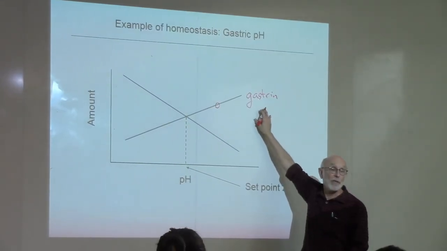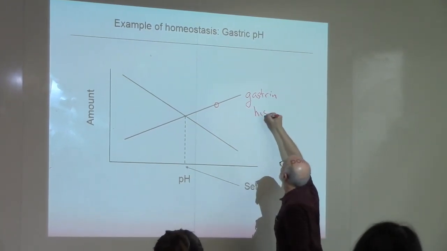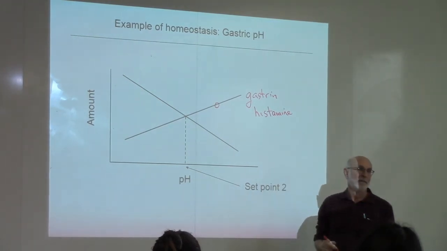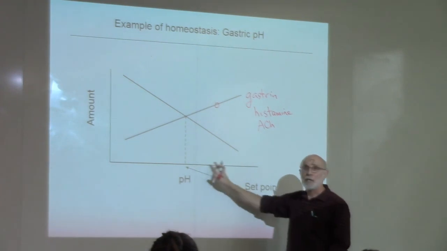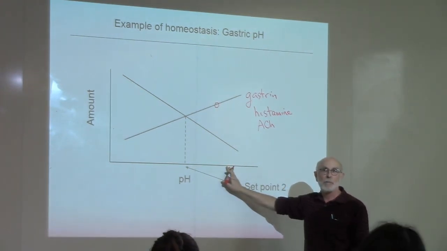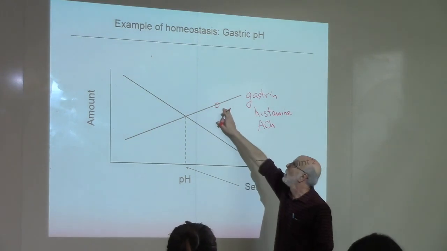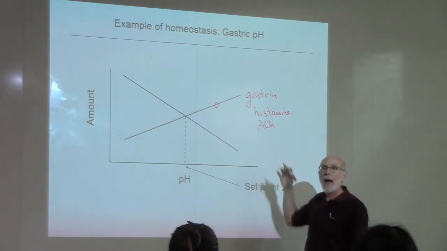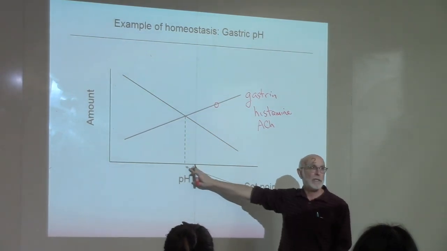What else? What other hormones? Histamine. And one other. It's actually a neurotransmitter. Acetylcholine. So if the pH goes up because you've just put some stuff in your stomach, gastrin, histamine, and acetylcholine concentrations go up, activating the parietal cell to secrete more acid to bring the pH of the stomach down because we're re-acidifying.